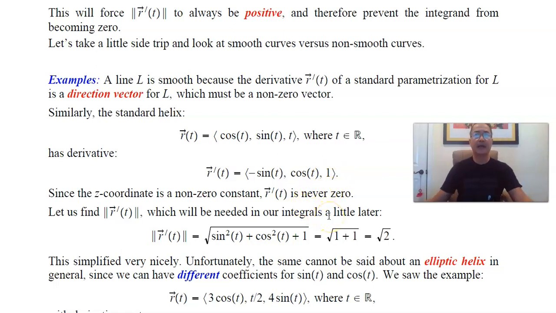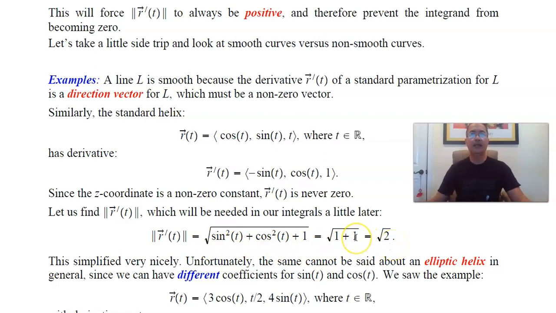Excellent. Now, we're going to need, as we can see over here, the length of r prime of t. So let's practice on that. Here's r prime: square, square, square, add it all together. Sine squared plus cosine squared, that's just 1. So we get 1 plus 1, square root of 2.